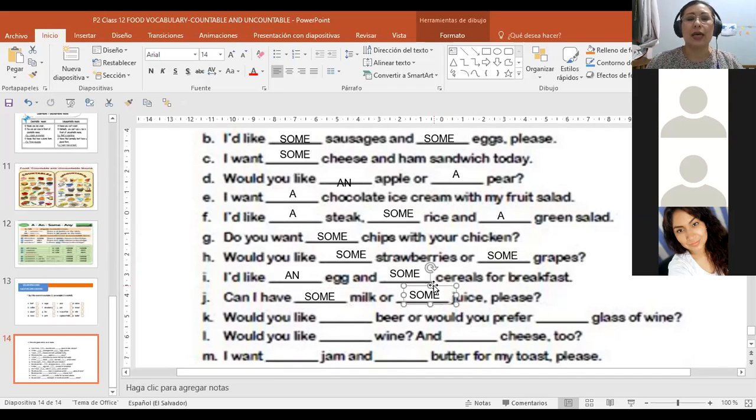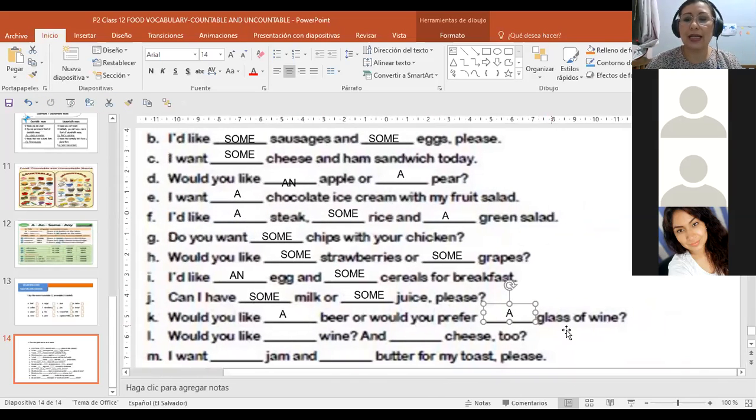Okay, very good. Would you like a beer or would you prefer a glass of wine? A beer, ¿verdad? Por ahí tenemos una interferencia. Would you like a beer or would you prefer a glass of wine? Okay, ahí sí, a glass of, porque estamos midiéndolo en vaso, ¿verdad?